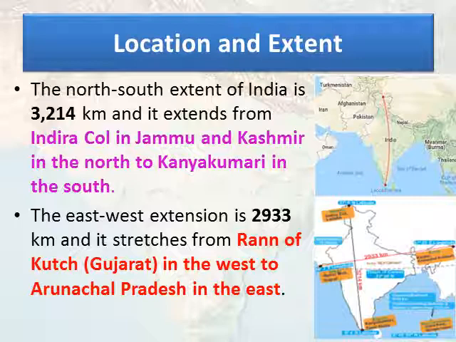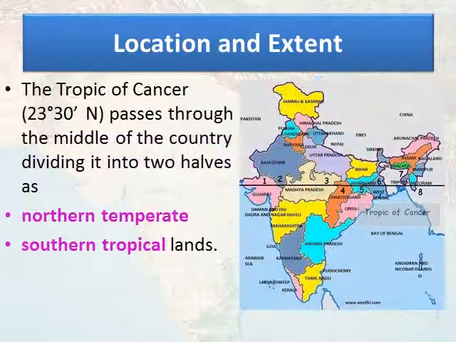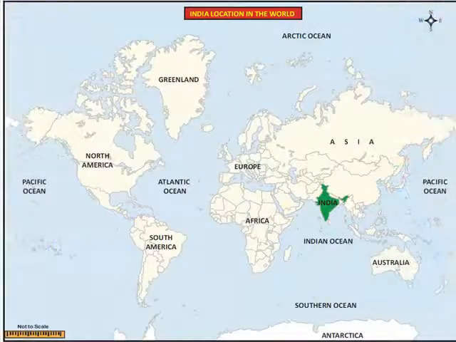Dear children, the map shows India's location in the world. You can see the continents as well as the different oceans, and you can see India is in the continent of Asia and it has got a strategic location.